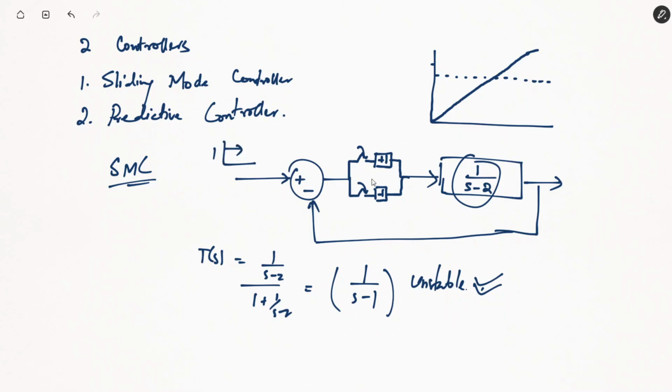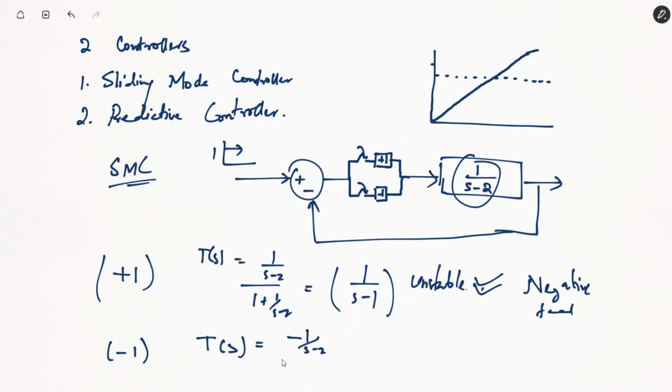Right? Now, if we are taking this at plus 1, that actually means the negative feedback loop. Now, if we take minus 1, our total transfer function will be 1 by s minus 2 divided by 1 minus 1 by s minus 2. That actually corresponds to an equation of positive feedback loop, that is 1 by s minus 3. So this is a positive feedback at this time.